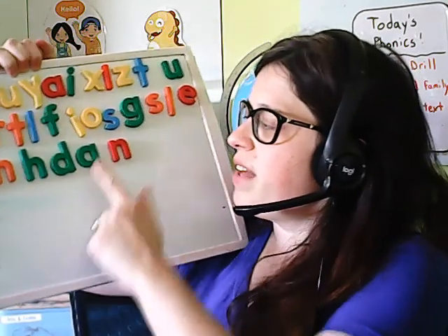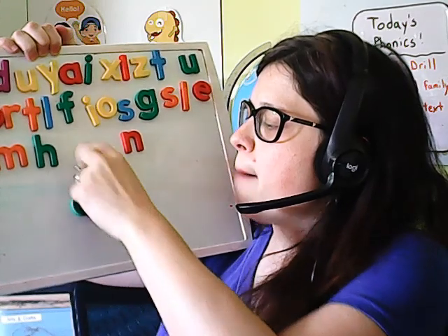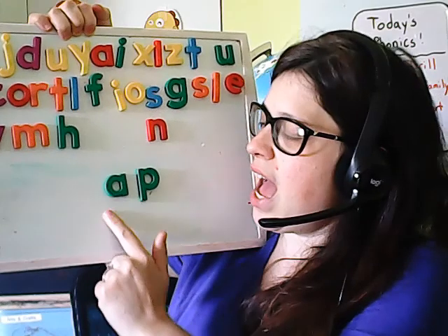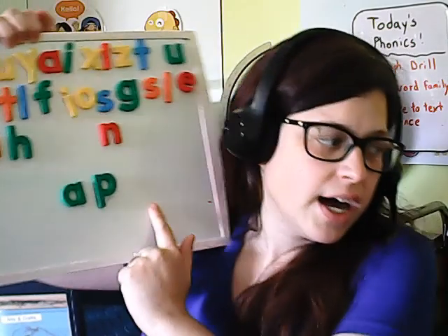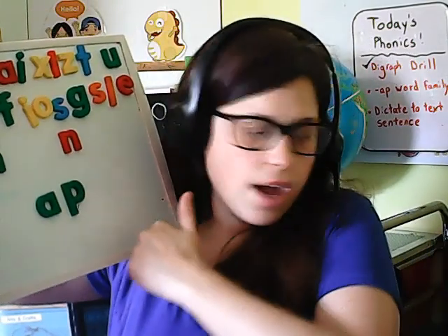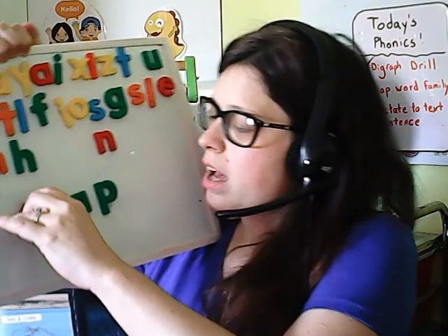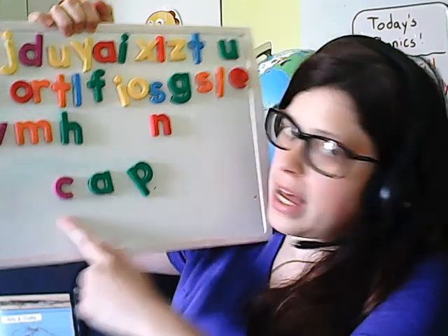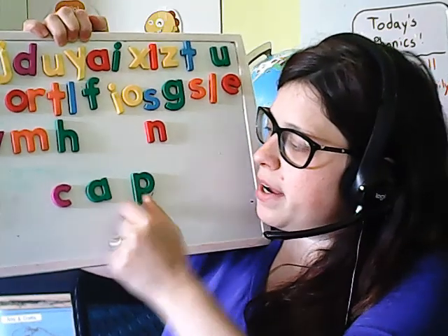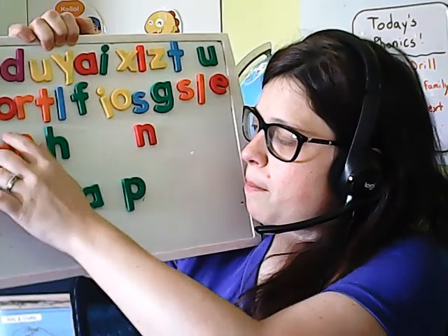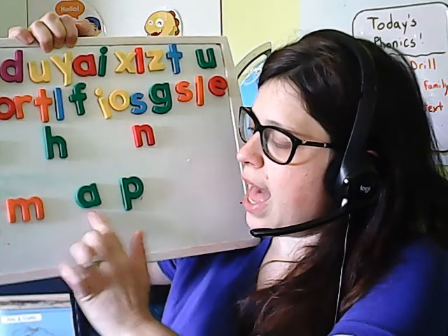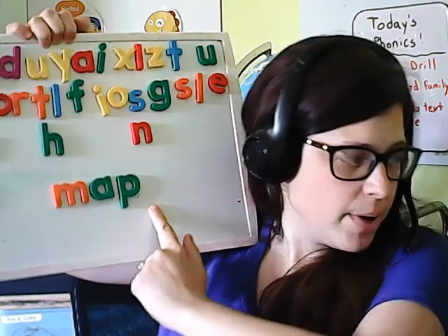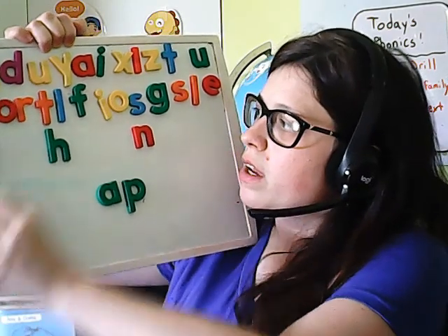The word family is app. A. P. App. Let's go. K. App. Cap. App. Map.